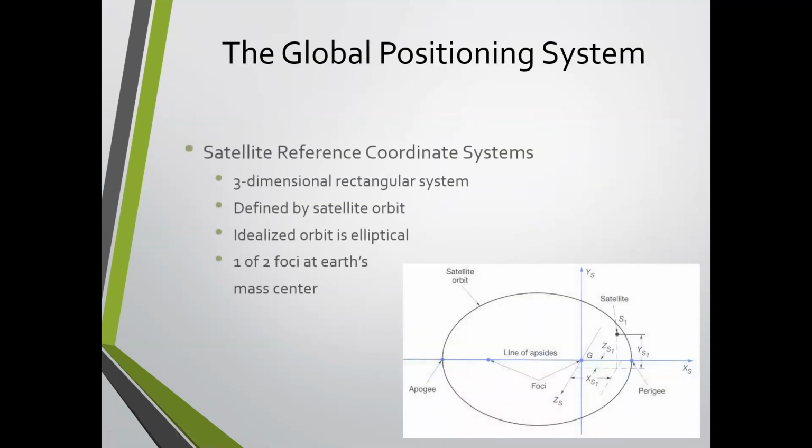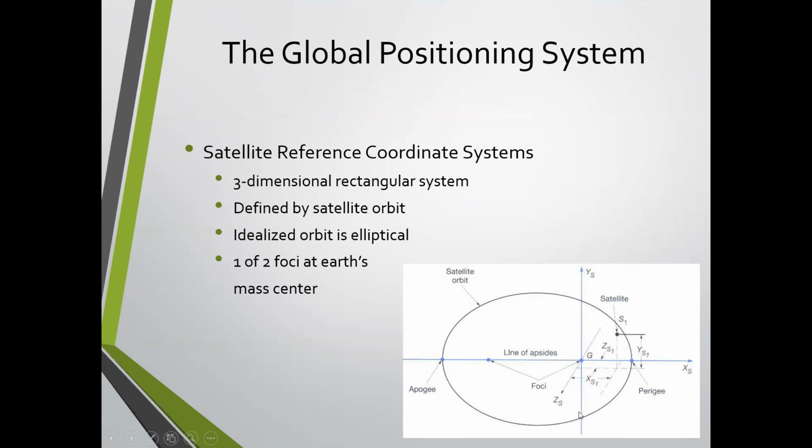So this is an example showing you your space reference coordinate system. And it's a three-dimensional rectangular type of system. This picture isn't probably the greatest in the world, but it's defined by a satellite orbit, which is essentially elliptical. Okay, so this point right here is considered the Earth location. And with your ellipse, you have the two foci, or what they call apsides. And the closest point to the Earth is what we call perigee. So as it travels around, then it goes further out, and the farthest point is apogee.